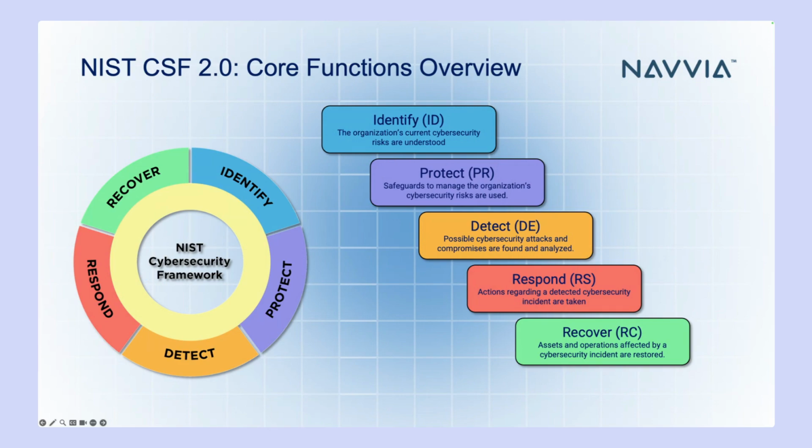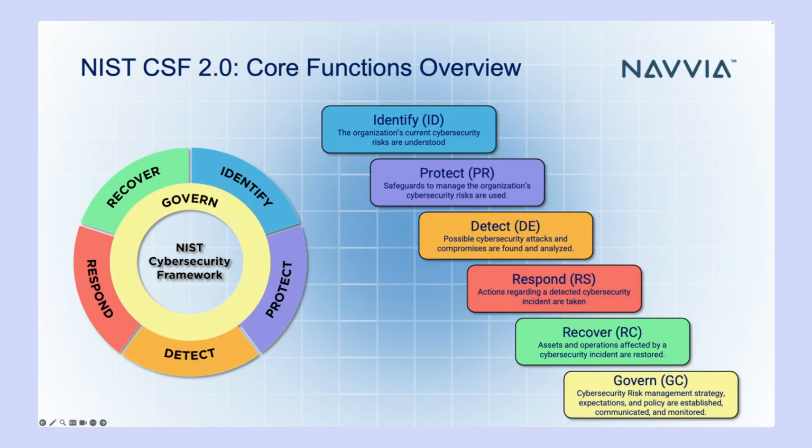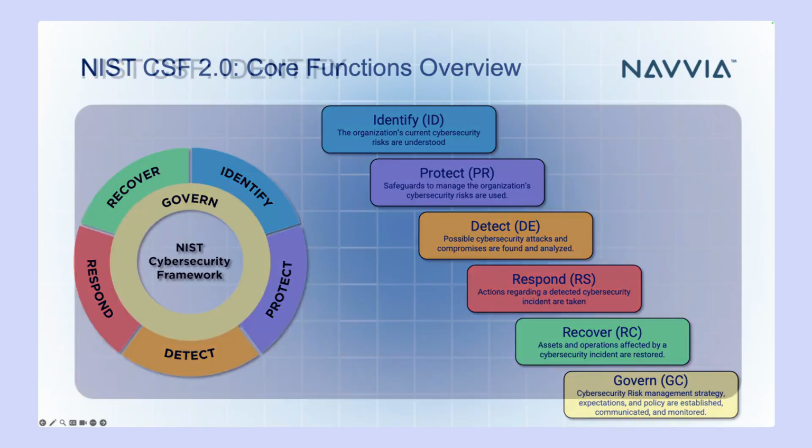And overseeing all of that is govern. Govern is the risk management strategy, the expectations, the policies, roles and responsibilities, all of that governance framework to ensure the other 5 functions are being well managed and well maintained. So those are the core functions of the NIST Cybersecurity Framework. Let's take a look at each one in a little bit more detail.